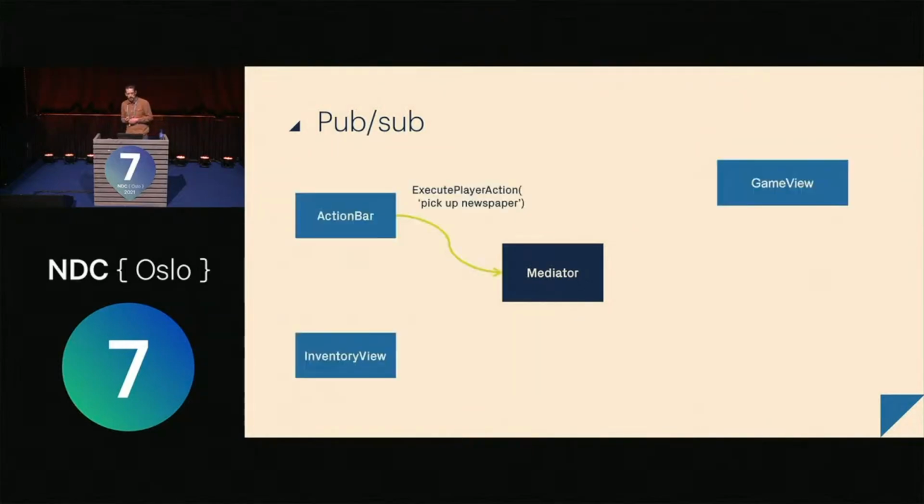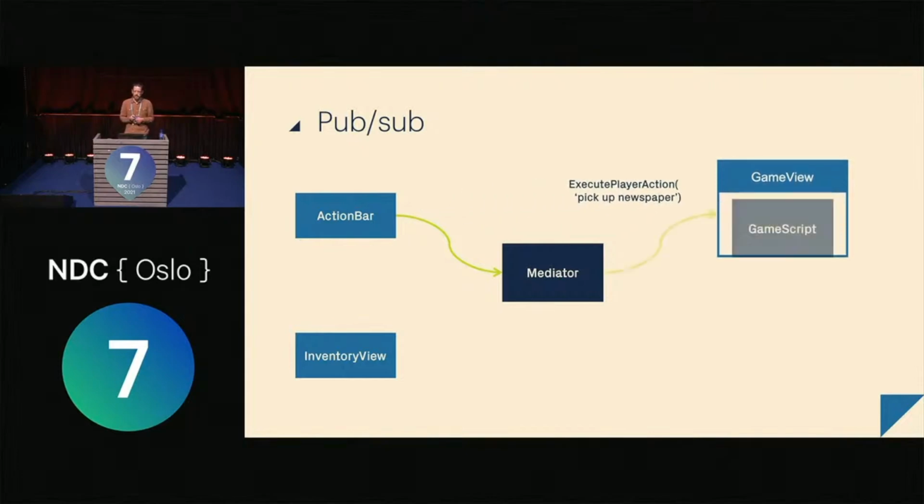So as an example, let's say that I click on pickup and then I click on a newspaper object in the world. Then the action bar will detect that, oh, you want to pick up the newspaper, I'm going to execute a player action for that. So it will create an execute player action command, and it will send that to the mediator. And then my GameView component is subscribed to that command. So it will receive the command from the mediator.